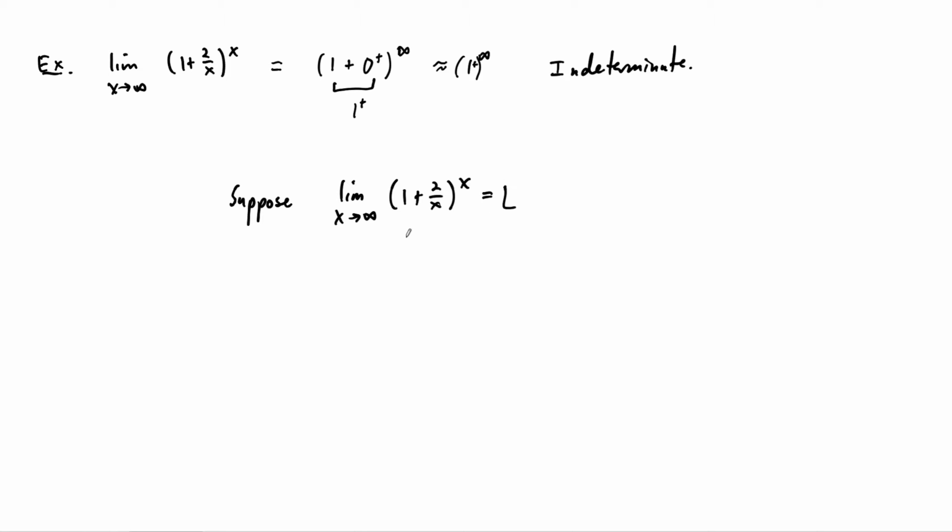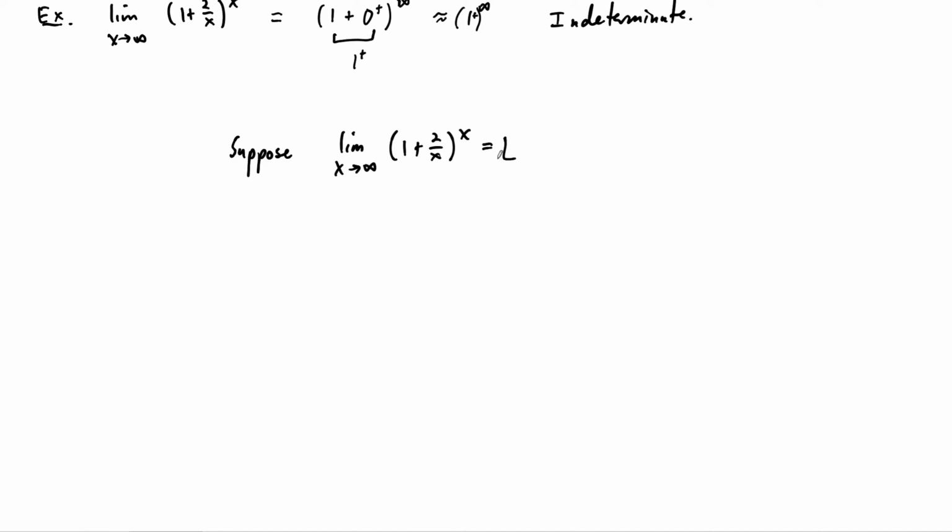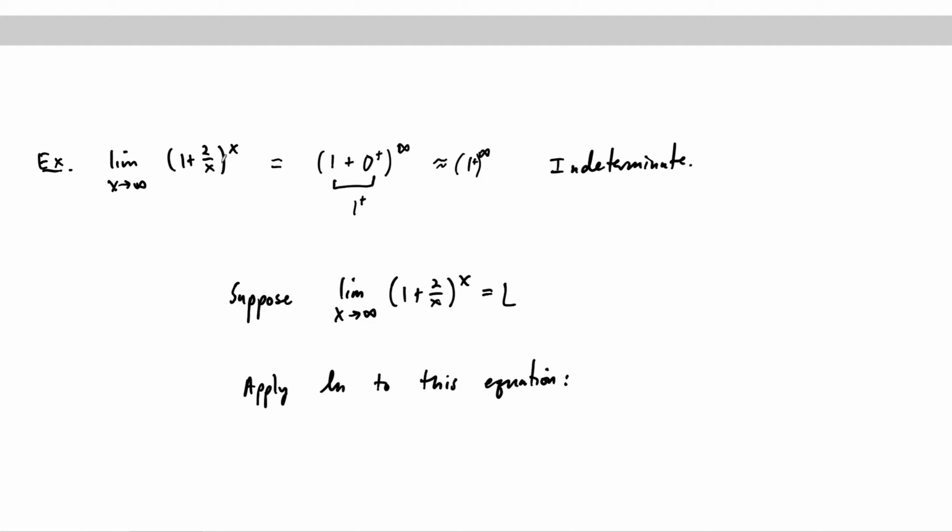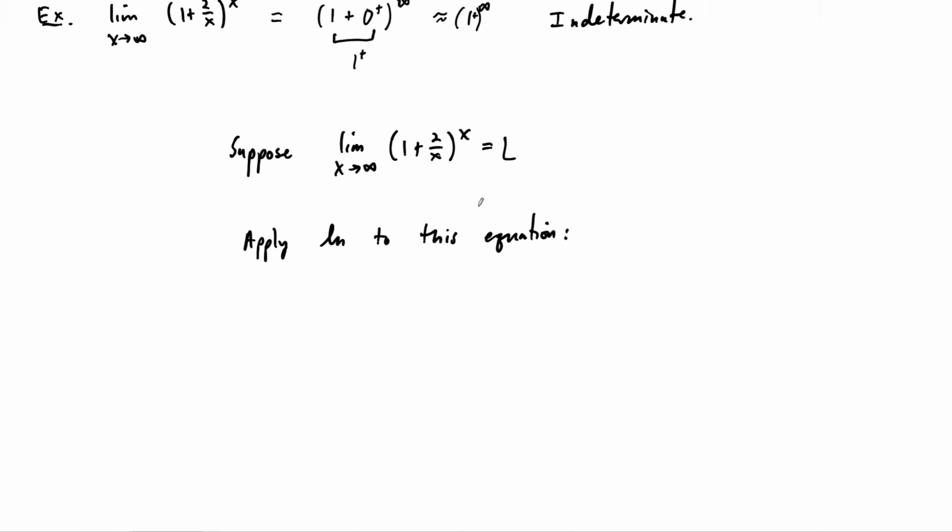Now, we can take the natural log of this entire thing, right? The natural log is a continuous function, as we just talked about. So we can apply the natural log to this equation, and I mean both sides of this equation. Natural log is 1-to-1, invertible, right? And by the way, this number, 1 to a large power, can't be negative, right? So it makes sense to assume that this L is probably a positive number. And we can apply the natural log.